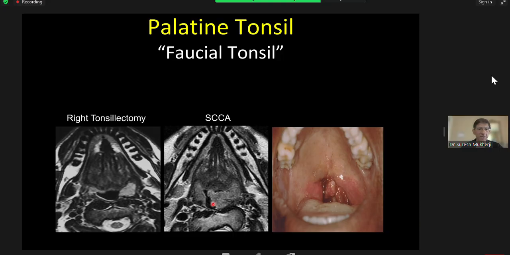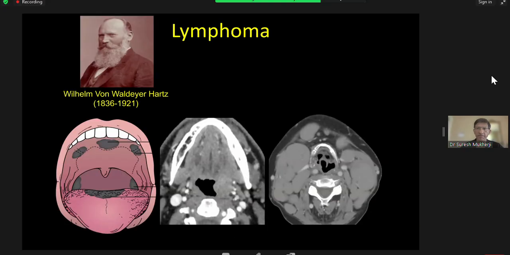So if I'm ever stuck on this, I just include in my report, "correlate with direct visualization and palpation," because you can see that appearance can be confusing.